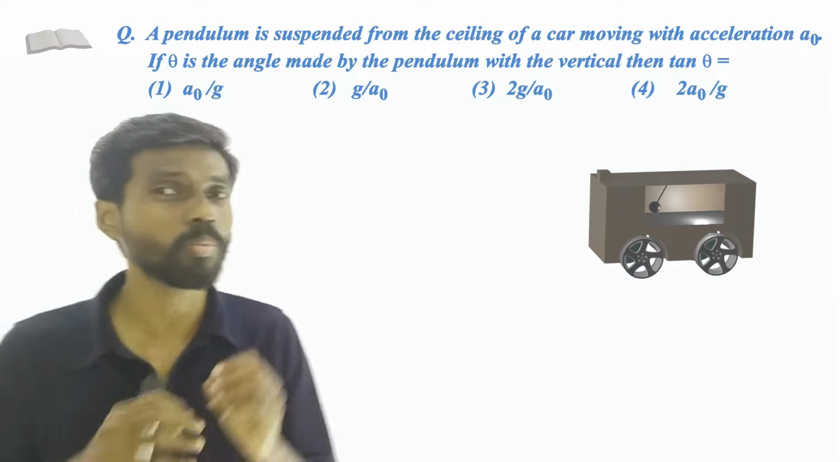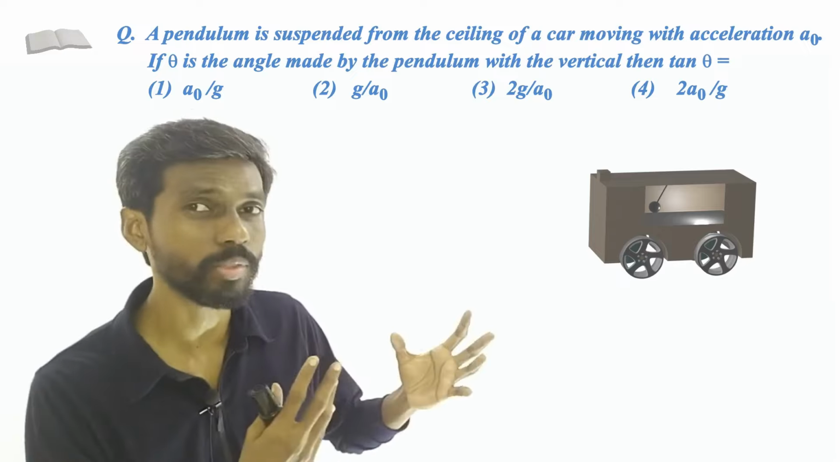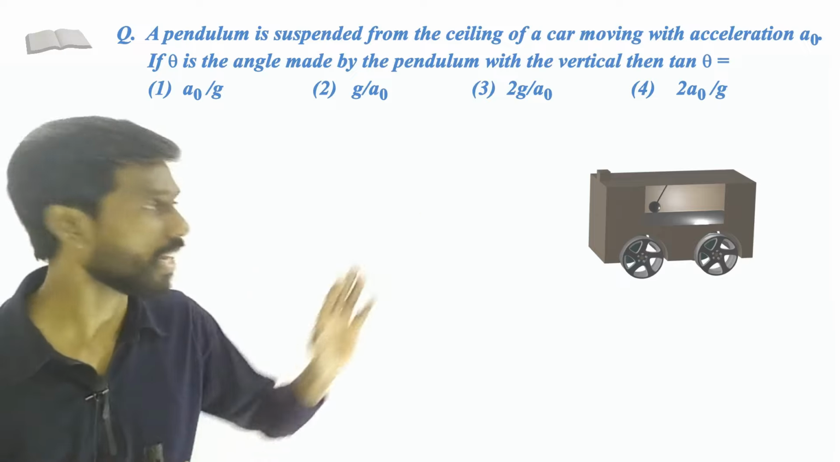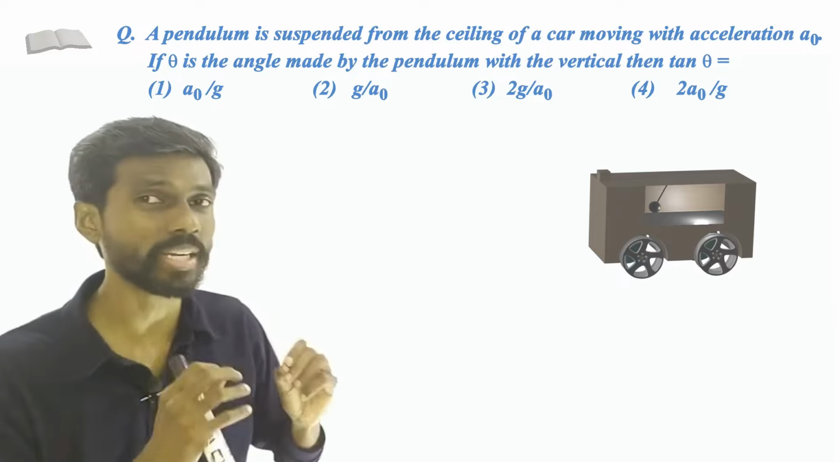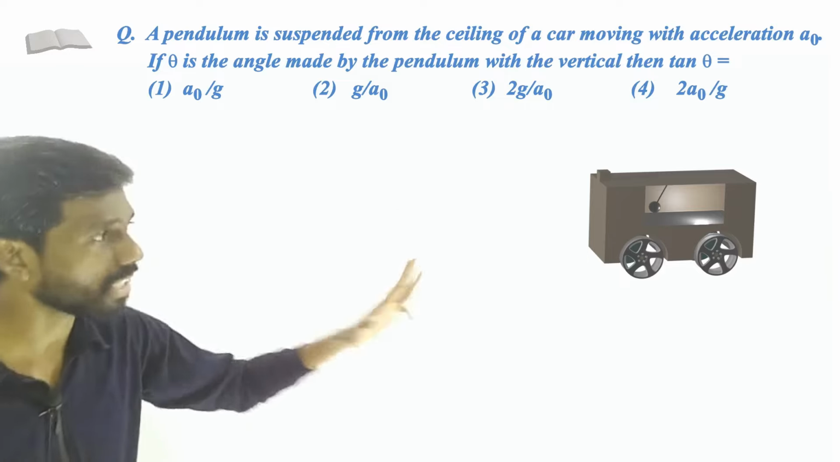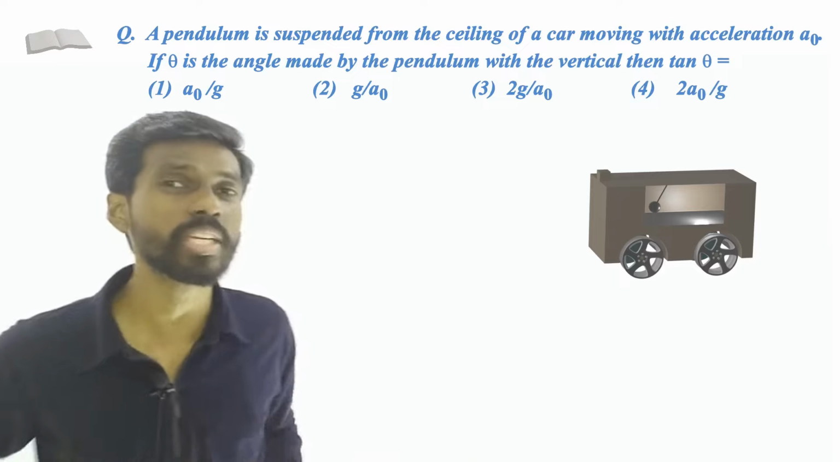Suppose the car is moving with a constant speed, no acceleration, or the car is at rest. In any case, this pendulum will not deviate, it will remain vertical. But when the car is moving with some acceleration, only then there is a deviation. So that deviation, the angle, is what we need to find.